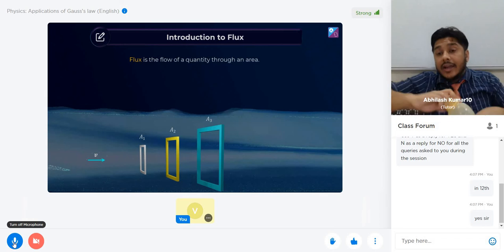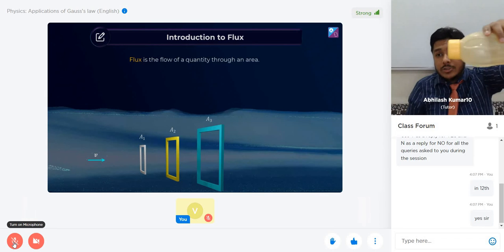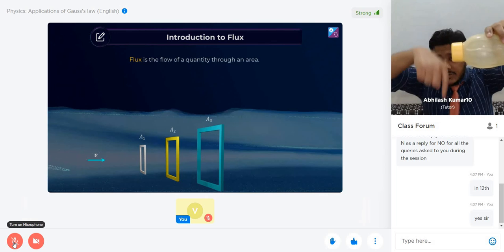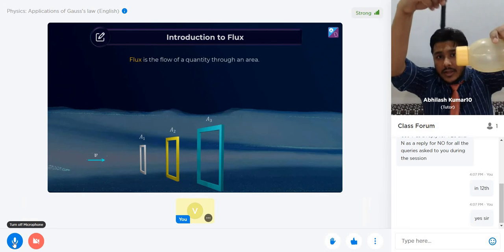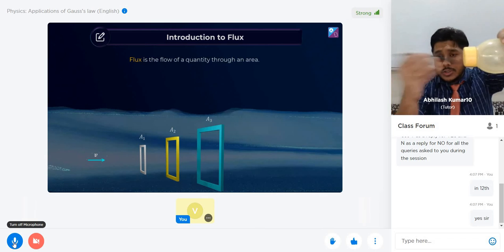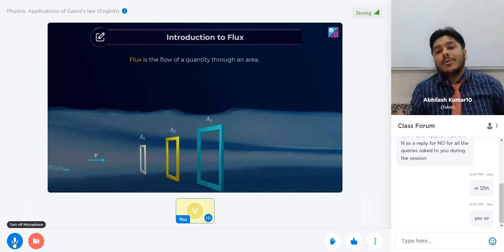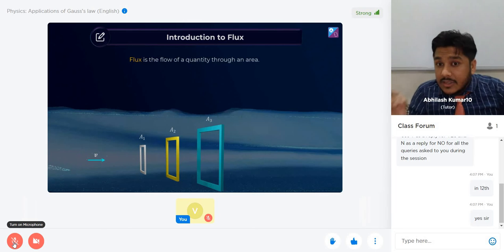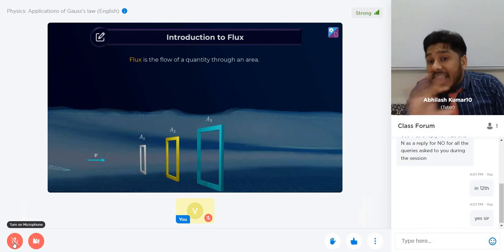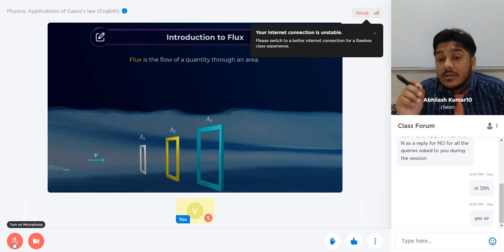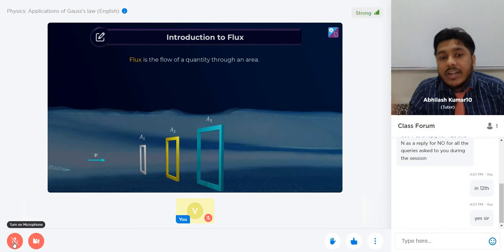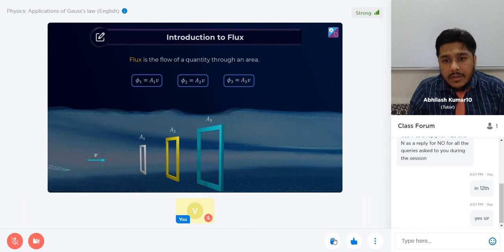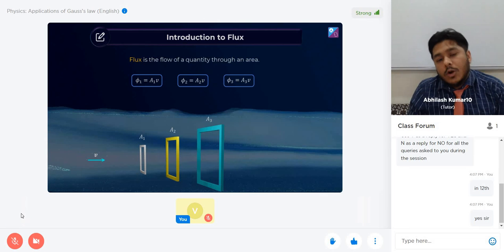Right, people? And suppose we keep the bottle horizontally like this, will any water flow through the mouth if I open the tap? Will any water go into the bottle? Is it possible? No. So calculating the amount of flux gives us the quantity of flow of that object, or whatever quantity we are concerned with, through that particular area. That is what flux is, right, people? This is the general notion of flux.